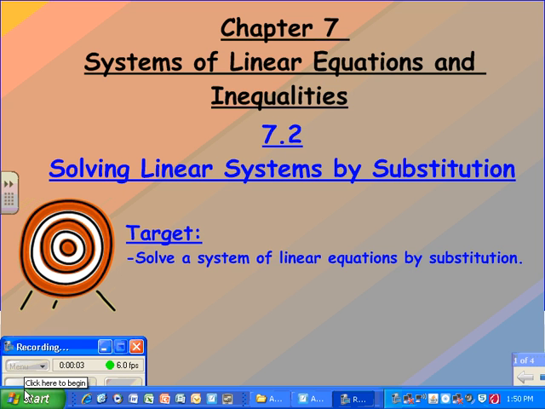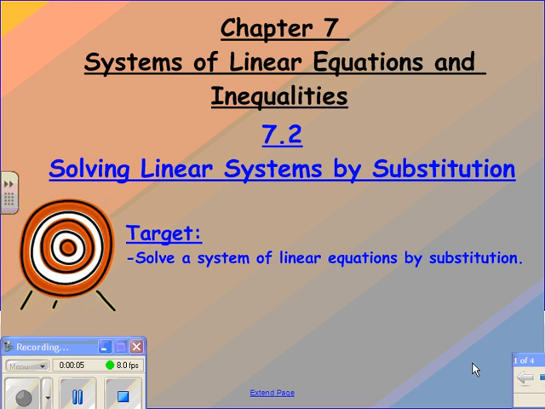Hello, algebra students. We are on day 2 of chapter 7, solving linear systems. Yesterday we talked a little bit about the fact that we have 3 different methods that we can solve systems of equations by. And yesterday we did the graphing both by hand and by the graphing calculator. And so today we're going to go on to the second method that we talked about, which is substitution.